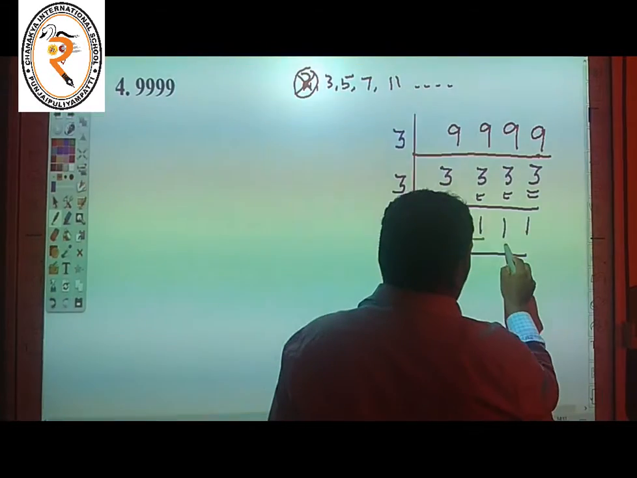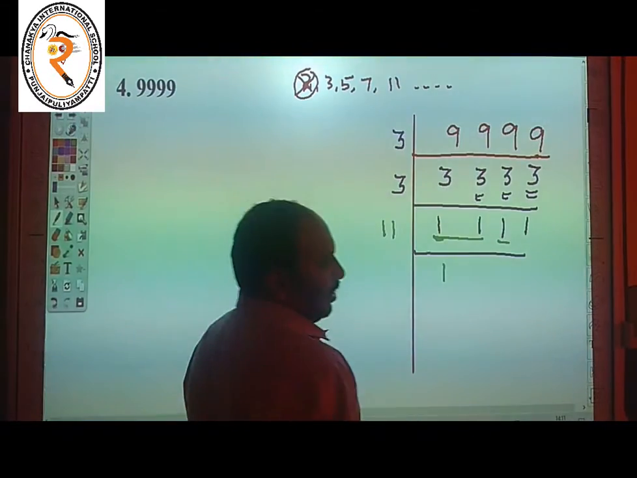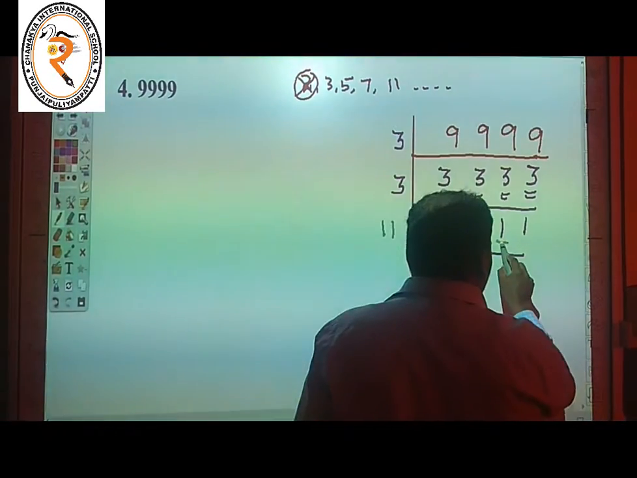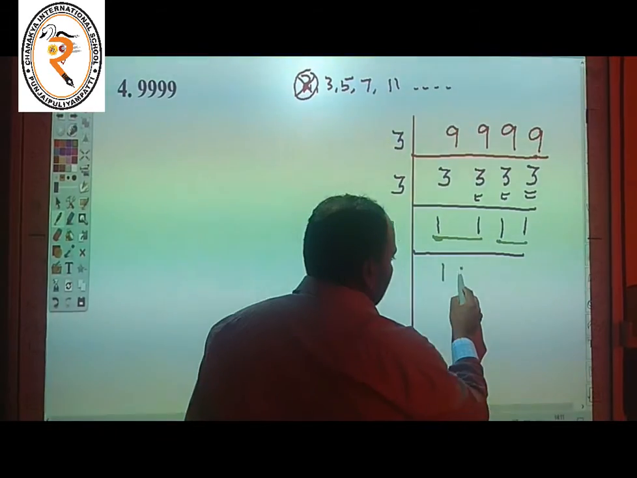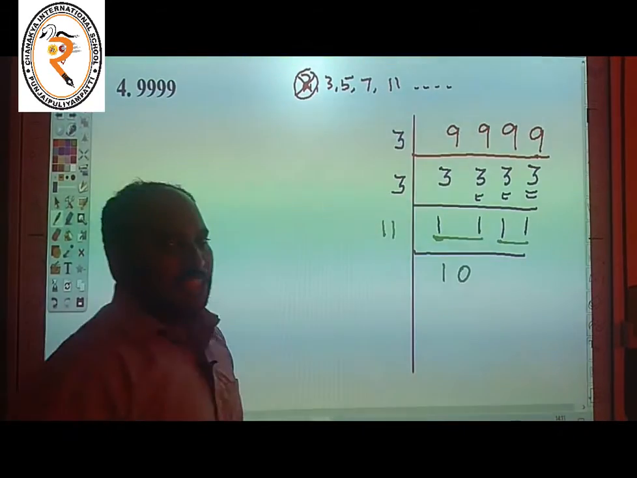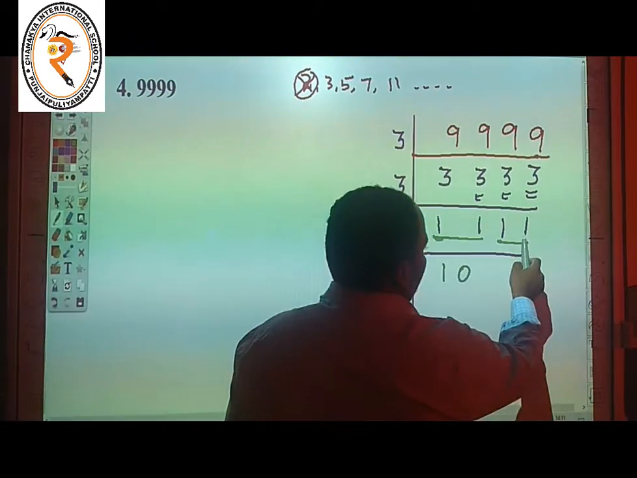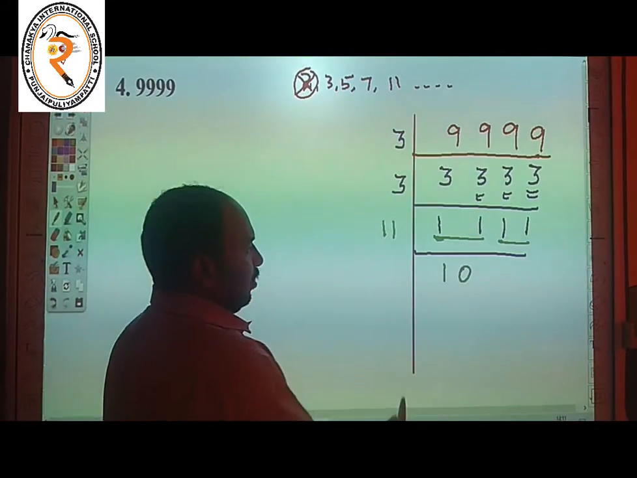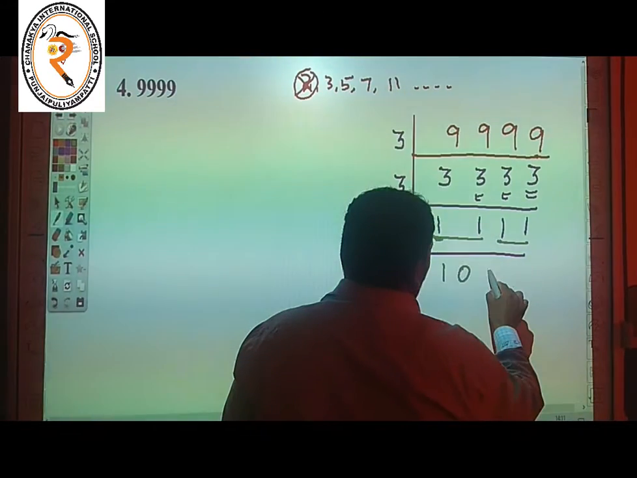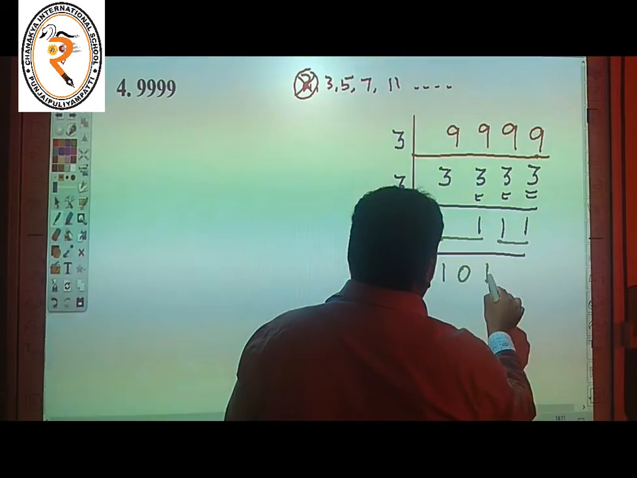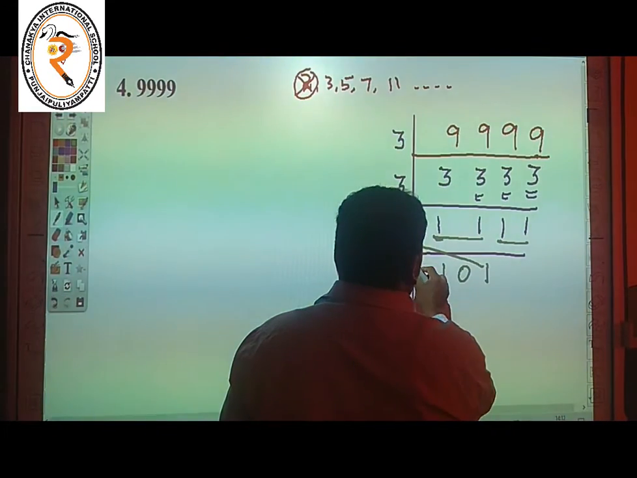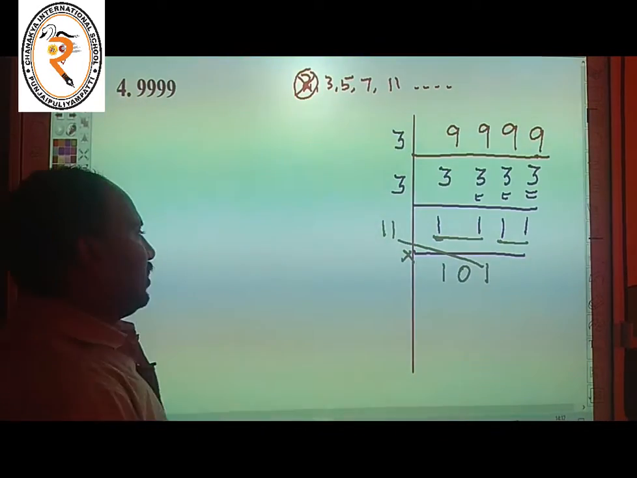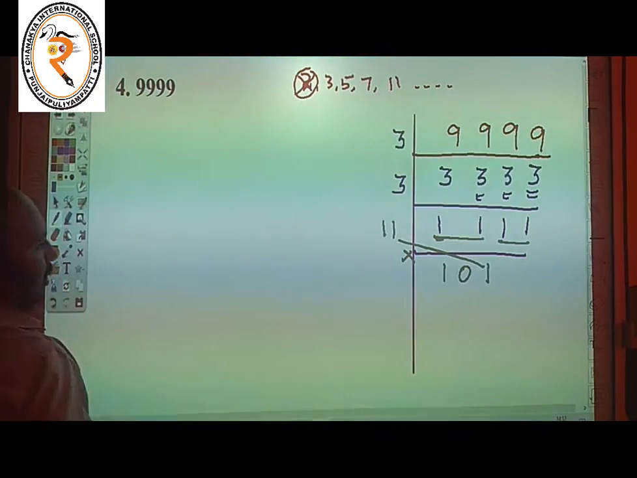Next we go to the second part. The next digit is 1, a single digit, so we take 11. Here we put 0, because we take two-digit numbers. The next one, 11 having 1 into 11 is equal to 11. So our solution is 101.